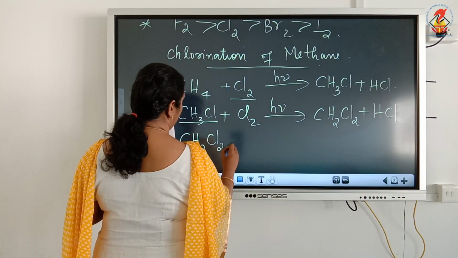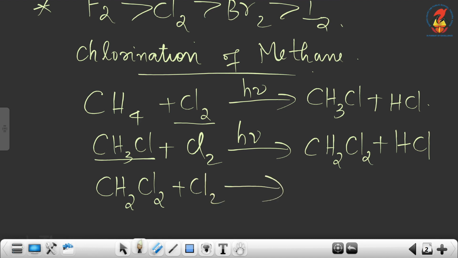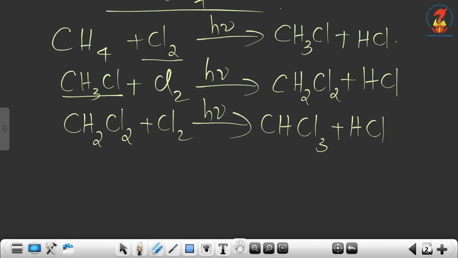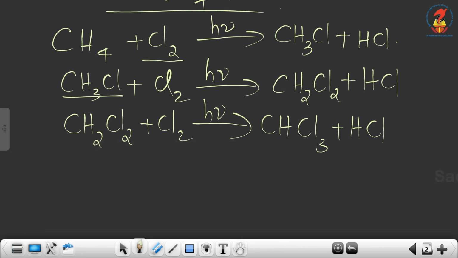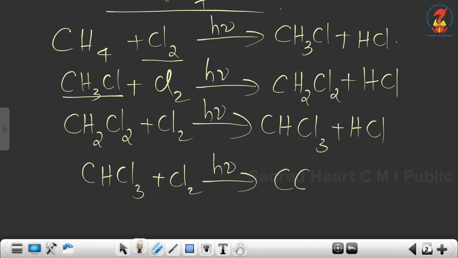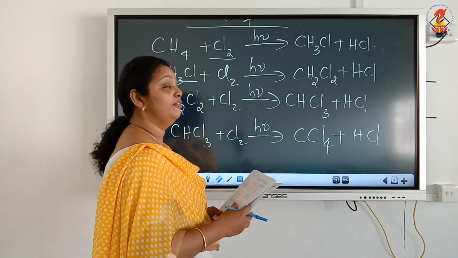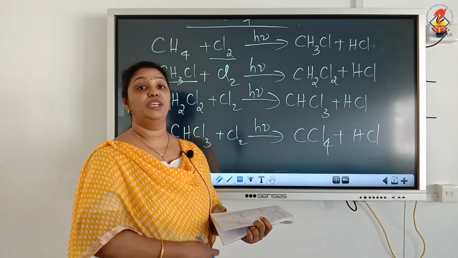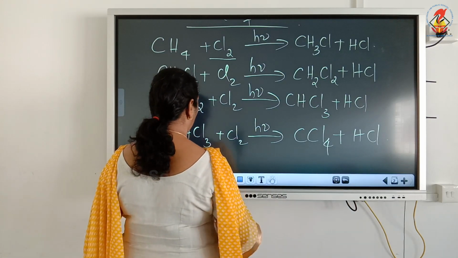Now, the next equation: from CH2Cl2, one hydrogen gets replaced by chlorine. So, the product will be CHCl3 plus HCl. Now the last reaction will be CHCl3 plus chlorine, in presence of light, we get CCl4 plus HCl. So you can see we get 4 different products in the chlorination of methane, and let's name the 4 products.